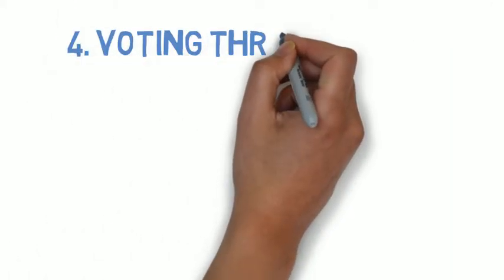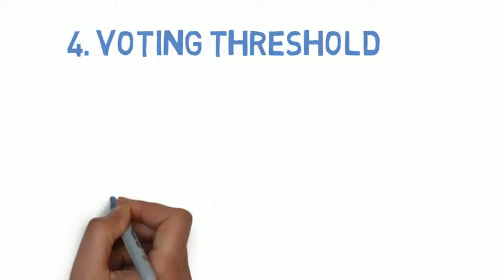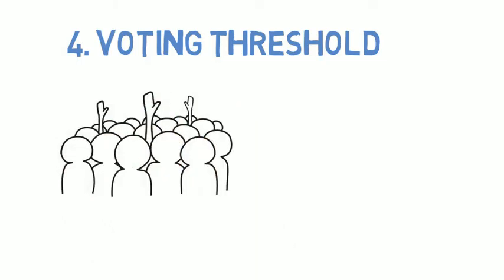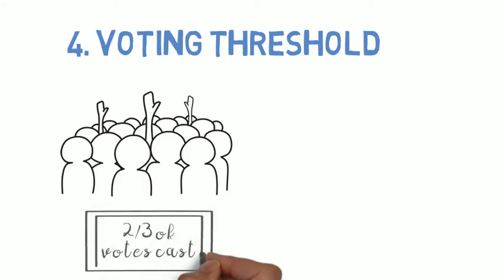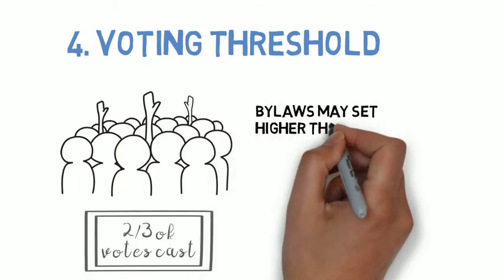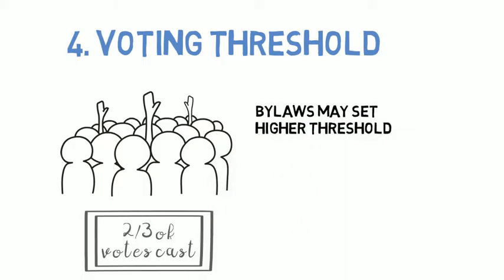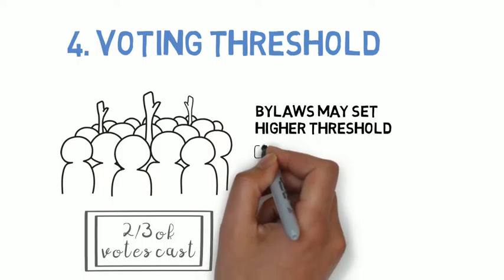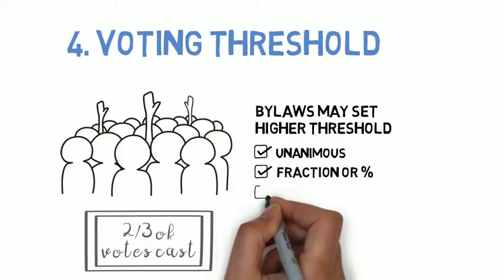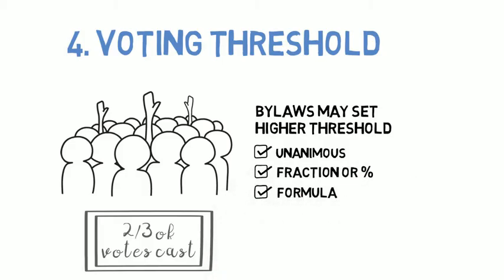Number 4, voting threshold for a special resolution. Under the new Act, the voting threshold to pass a special resolution is 2/3 of votes cast at a members' meeting. Under the old Act, the voting threshold was 3/4 of votes cast. Your bylaws may set a higher threshold than 2/3, either generally or for specific resolutions. The voting threshold must be spelled out as unanimous, a fraction or percentage of votes cast, or as a formula.